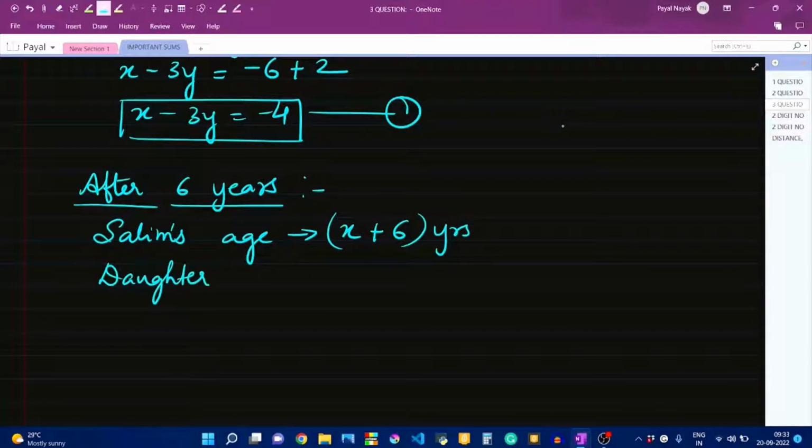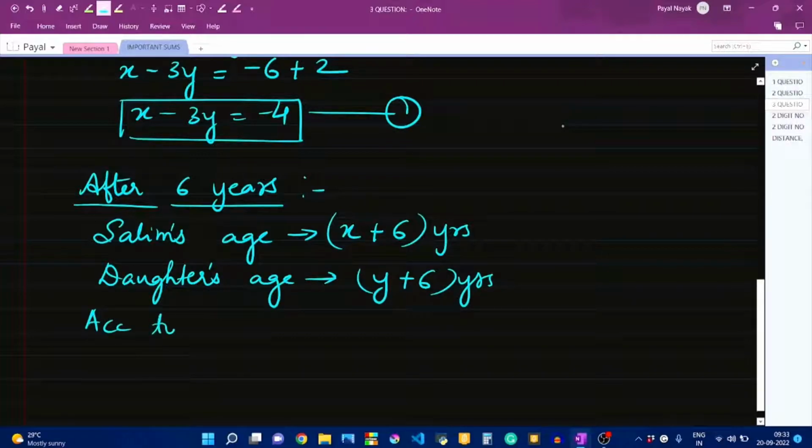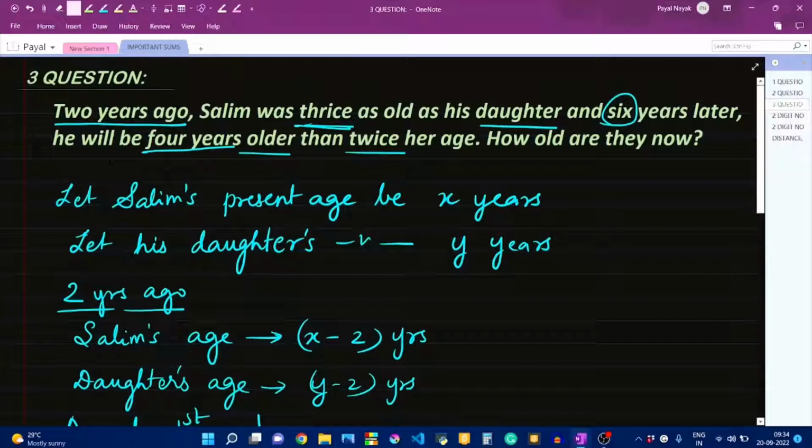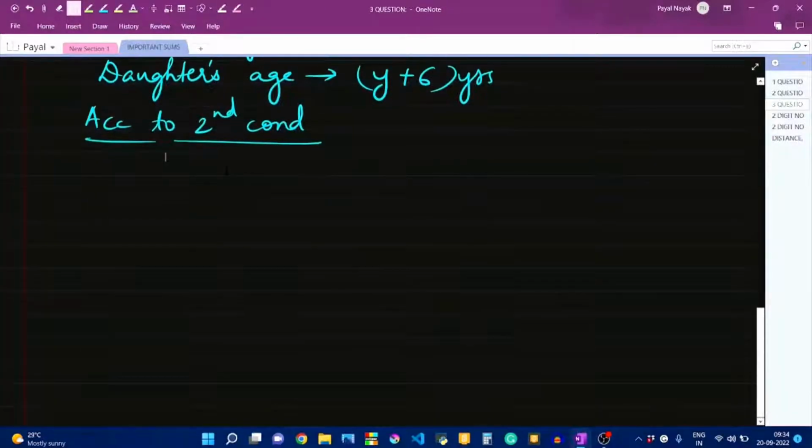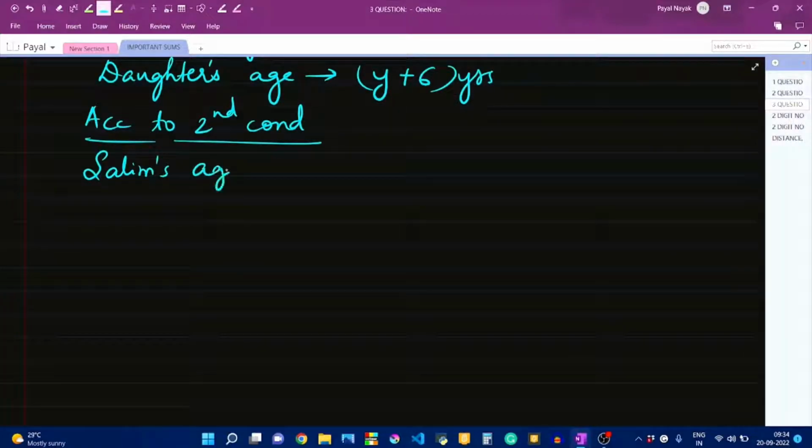And his daughter's age will also increase by 6. So the daughter's present age is y, so you're going to add 6 to it. So y plus 6 years is the daughter's age. Now let us read what the second condition is. The second condition tells you that 6 years later, he will be 4 years older than twice her age. That means Salim's age after 6 years will be 4 more, meaning you are going to add 4.